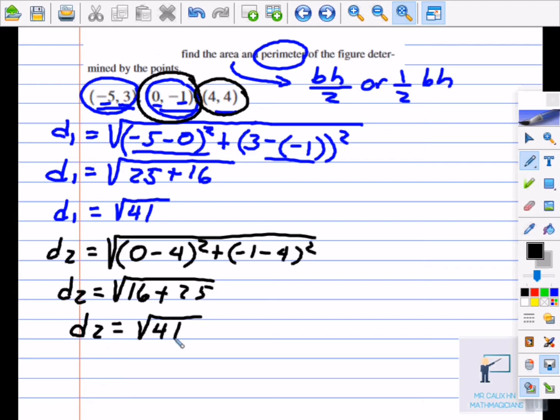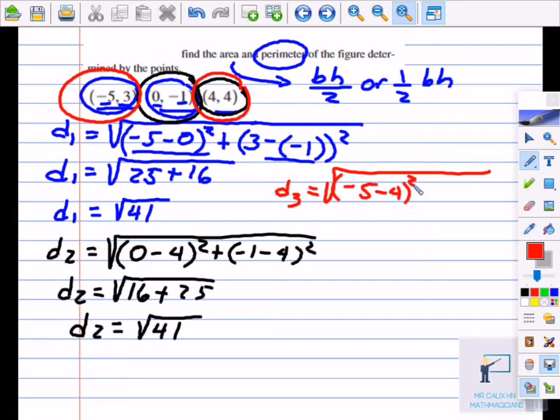Now we need to find what is distance 3. For that, we're going to change our color again. And distance 3 would be the first point with the last point. As you can see, we combined all the points. So I'll make distance 3 here equal to the square root of, in this case, -5 minus 4. Following our formula, do not forget that, to the square, plus, and then we have 3 minus 4, also following the formula, to the square.